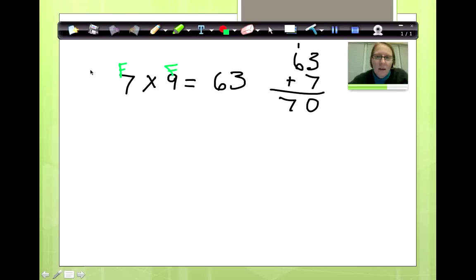Okay? Now we need a product. Products are going to be red. What is a product? The answer to a multiplication sentence is a product. Okay? And which would the sum be? Let's do it blue. Sum is going to be the answer to an addition sentence. Okay? Alright.